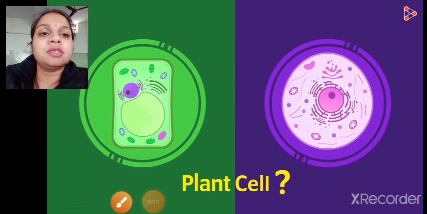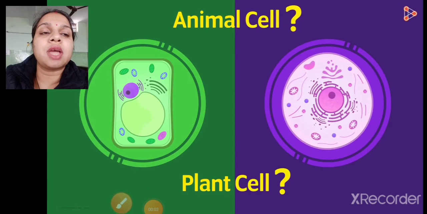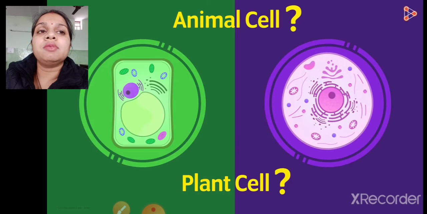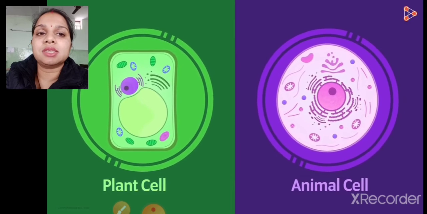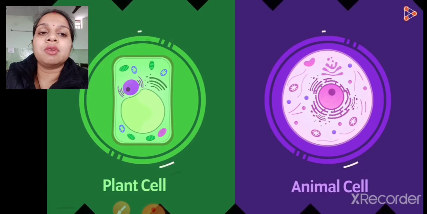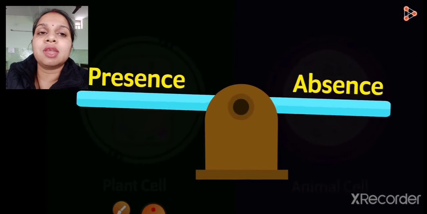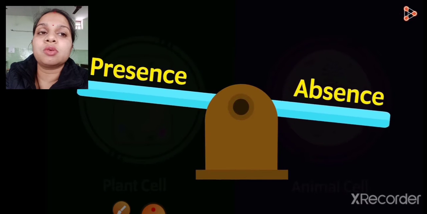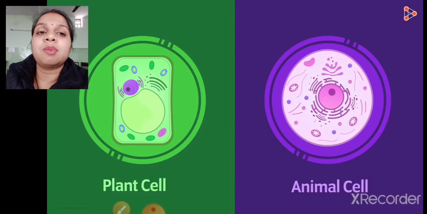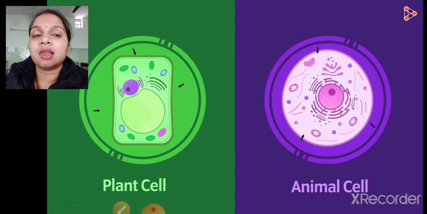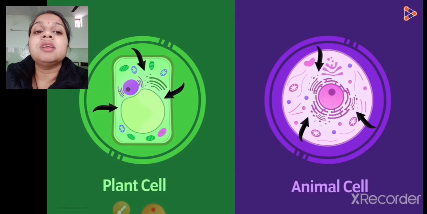Hello dear students, on your screen you are given two types of cell, plant cell and animal cell. On the left side you have the plant cell and on the right side you have the animal cell. We will discuss the presence and absence of different organelles in the plant cell and in the animal cell. So let us discuss the difference between plant cell and animal cell.